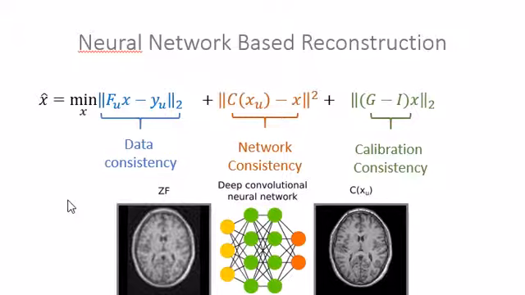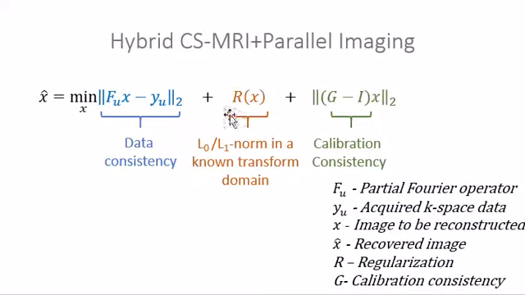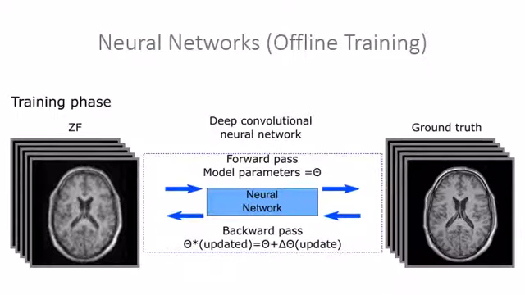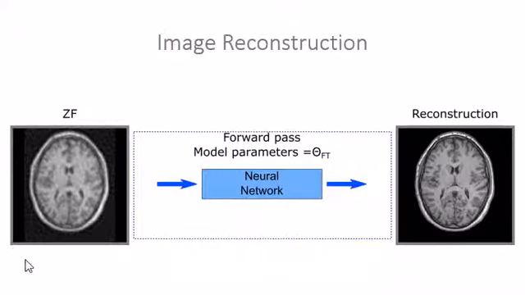Recently, neural networks have been proposed to address the aforementioned issues. In this approach, the sparsity in the known transform domain is replaced by a consistency with the neural network reconstruction. Now, neural networks learn this reconstruction offline using large datasets of pairs of fully sampled and undersampled images. And once it has learned the transformation, the online reconstruction can be achieved in a few hundred milliseconds.